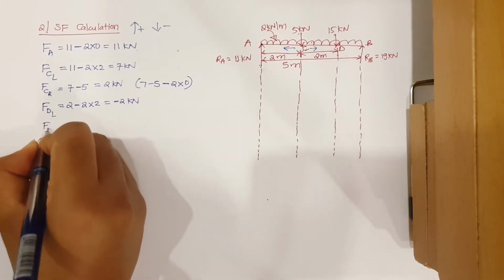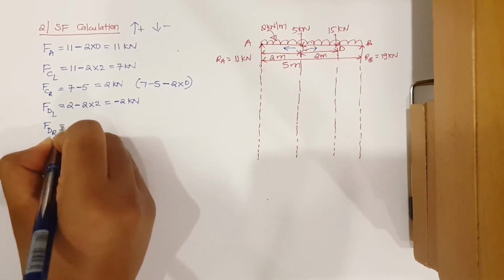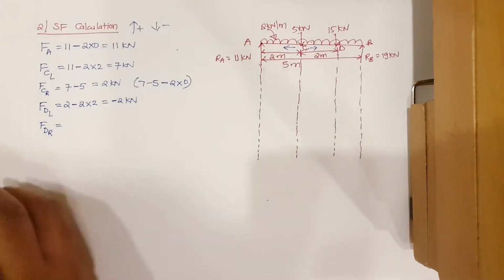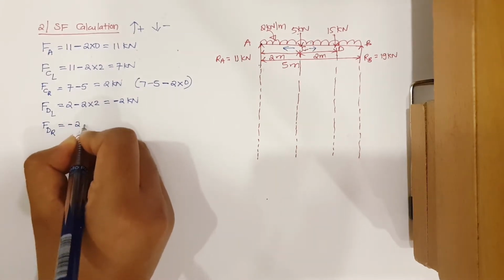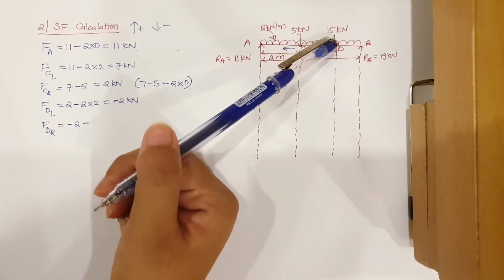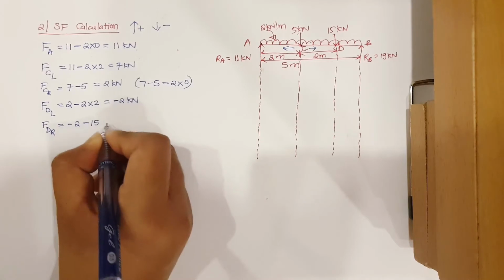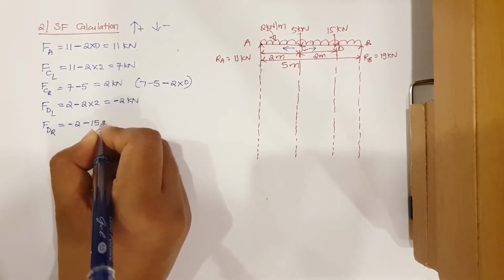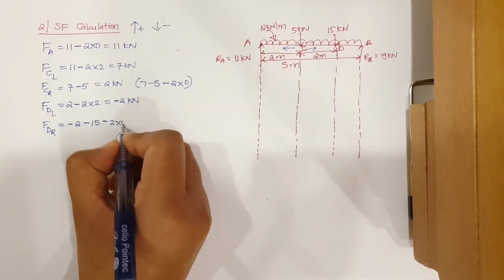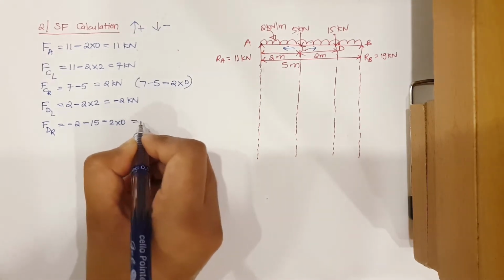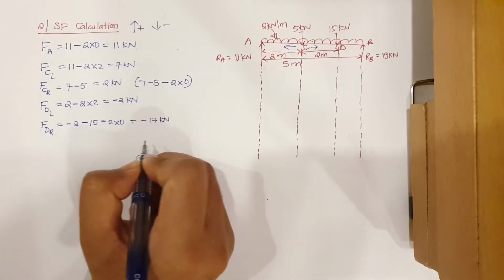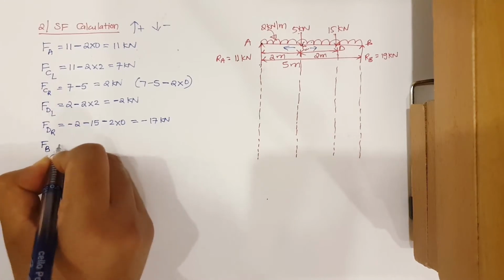Now similarly, the force at D, right hand side. We are taking the right hand side because the UDL starts on the right side of D. The last force that we got is minus 2, minus the point load coming at D from the top, so minus 15, minus UDL 2 into 0, since the UDL has just started at point D, so its distance is 0. So this will be equal to minus 17 kilonewton.